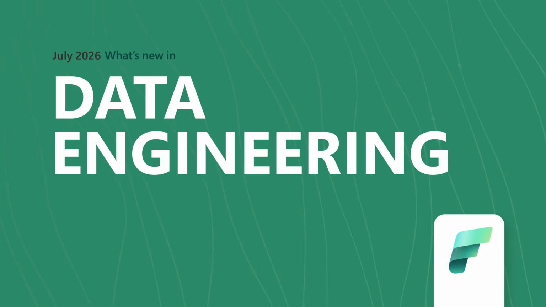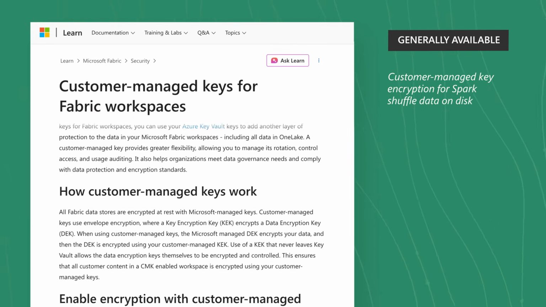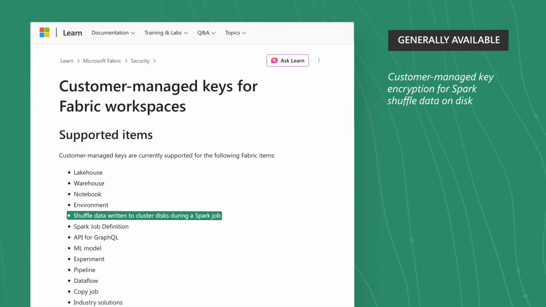We're seeing a lot of focus this month on enterprise readiness, security, and performance. In data engineering, customer-managed key encryption for Spark Shuffle data is now generally available, giving your organization more control over how intermediate Spark data is protected. The native execution engine also accelerates Python and Scala UDFs and complex data types, helping your Spark workloads run faster without requiring any code changes.